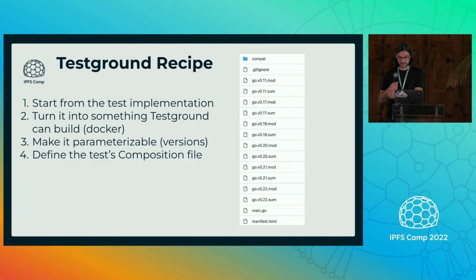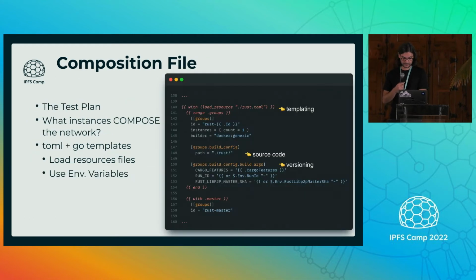So the next step is loading this code into Testground, and for this we use a file called a composition file. A composition file is our test configuration. We use it to configure build parameters and runtime parameters, like number of instances, version combinations, etc. In this file, we list a bunch of test groups. Each group is like a template for one or more test instances. For example, this is the code we use to describe the Rust instances.